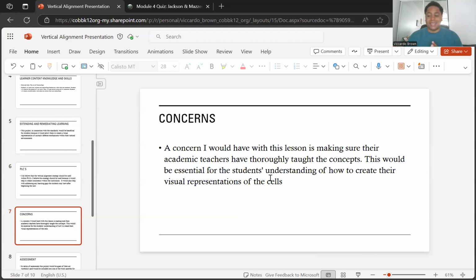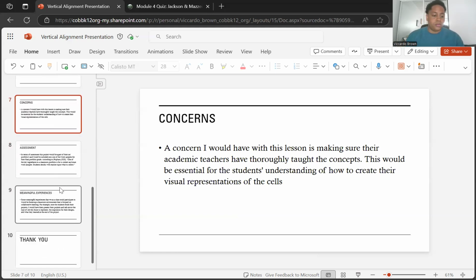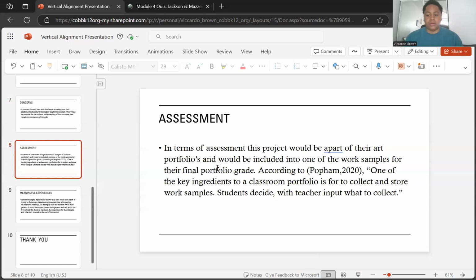I think that with any type of assignment, any type of lesson that we are trying to teach, there's going to be students who are going to struggle. There's going to be students who are not going to fully understand the content, and that's okay. But that's why we have to collaborate and really hone in on those weaknesses so that the students will be very successful. So, in terms of assessments, this project will be a part of their art portfolios and will be included into one of the work samples for their final portfolio grade.